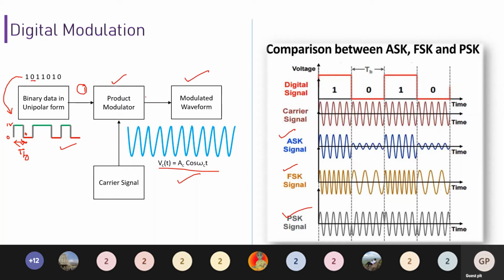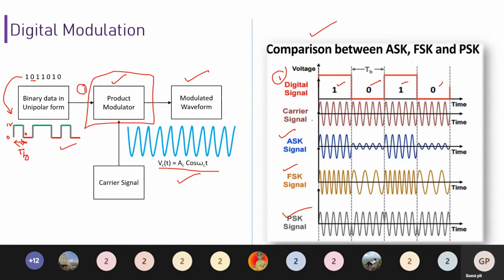Here the portion covers the different types of digital modulation, and we'll compare them using this diagram. The first signal is the message signal, a digital signal carrying binary data as logic 1, 0, 1, 0 in sequence. All the data bits have a constant time period TB, the bit duration.